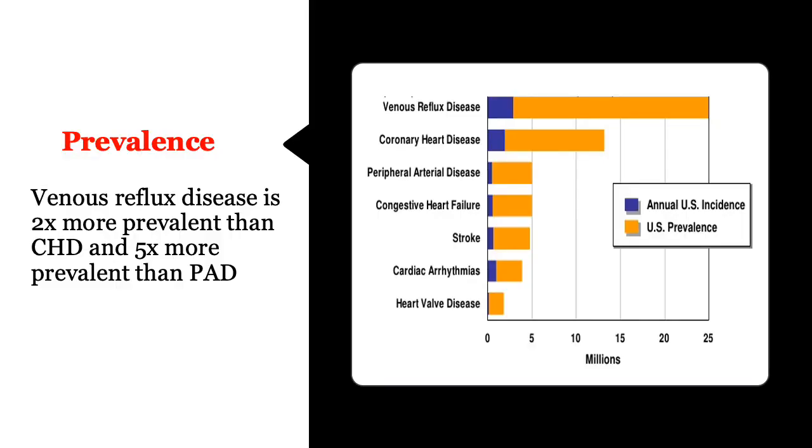Now, prevalence of CVI. Actually, CVI is a really common problem worldwide. It is 2 times more prevalent than coronary artery disease and 5 times more prevalent than peripheral arterial disease. So imagine how common this condition is.